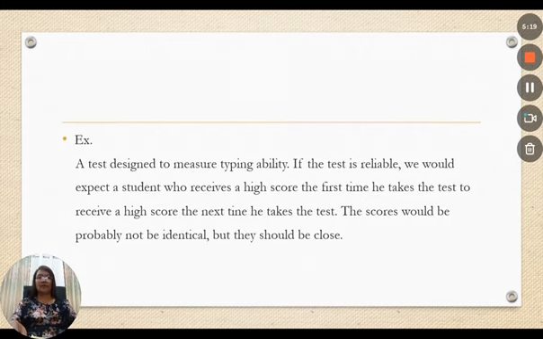For example, a test designed to measure typing ability. If the test is reliable, we would expect a student who receives a high score the first time he takes the test to receive a high score the next time he takes the test. The scores would probably not be identical, but they should be close.